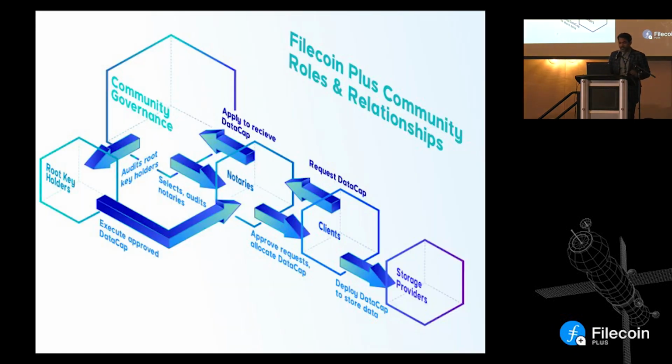This is a good diagram that explains what is happening. So at the core of everything is the community. The community makes decisions about notary elections, as well as how much DataCap we want to produce. It goes to the root key holders. The root key holders are a shadowy cabal of folks that are spread across PL, Ethereum Foundation, and we do know their client address on chain, but we intentionally don't reveal their identity because they are folks who have this novel resource, and it's important to protect their identity.